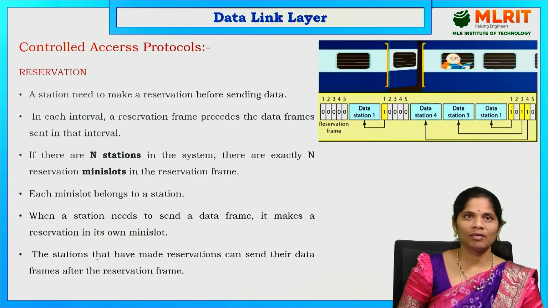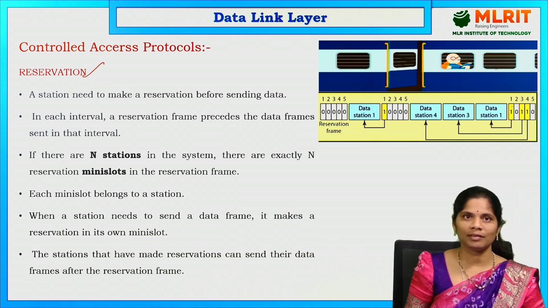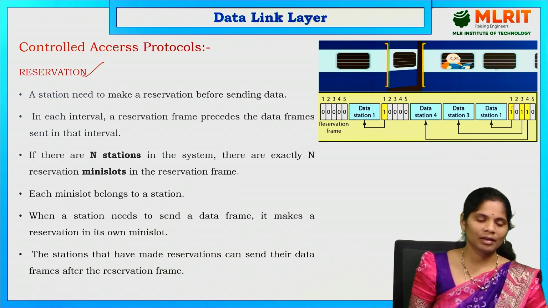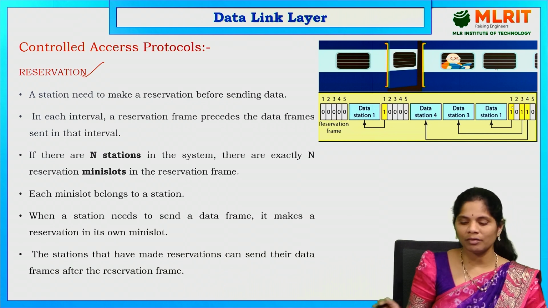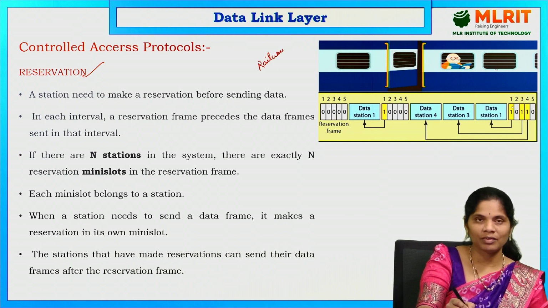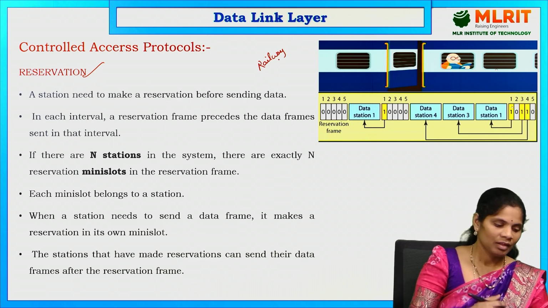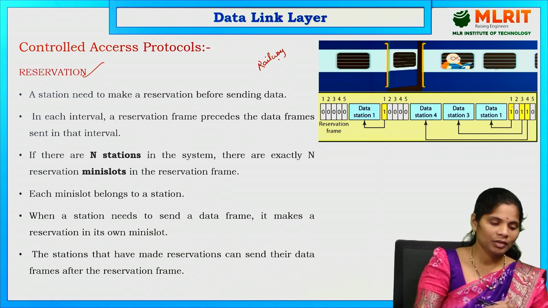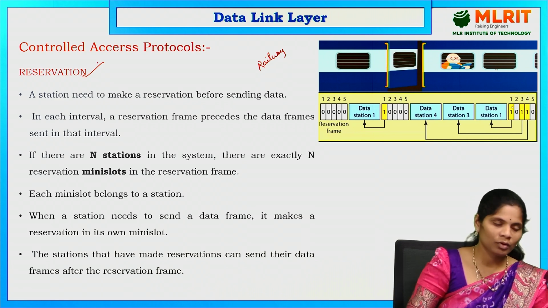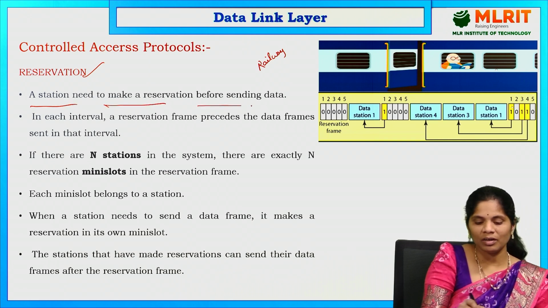First, let us see the control access protocols. The first one is reservation. What is reservation? In real time, where exactly do we use reservation? When we are booking railway tickets, we use this word, right? Here, for the control access protocols, reservation means the station needs to make a reservation before sending the data.